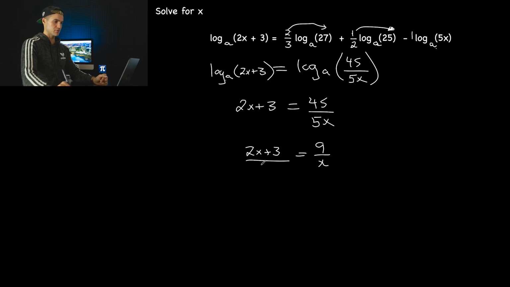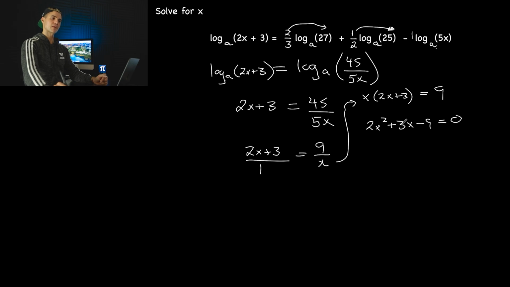So from here, I'm going to put the 2x plus 3 over 1, and then let's just cross multiply. So I'll have x times 2x plus 3 equals 1 times 9, like that. So this is going to be 2x squared plus 3x minus 9, like that, right? And then from here, you could throw this in the quadratic formula.